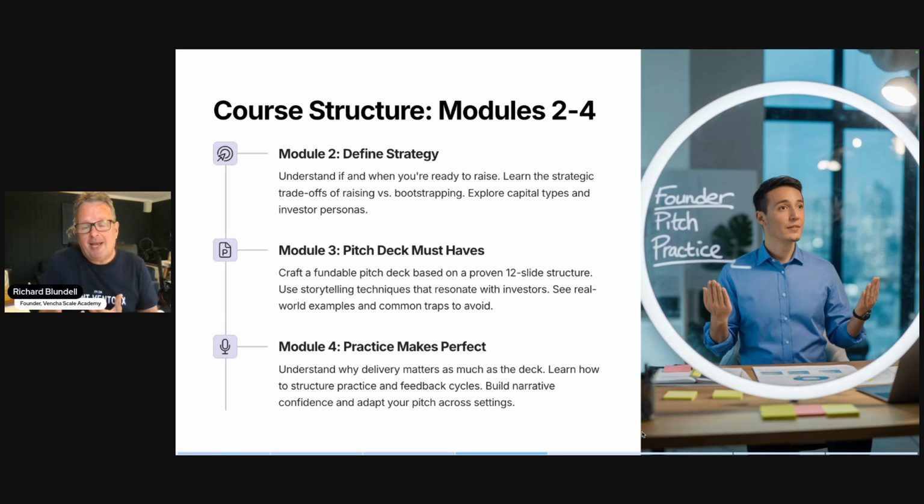You're going to be talking their language. You're going to be telling stories that make them put their mobile phone down and pick up what you're talking about and listen to you. And we're going to look at some real world examples, and we're going to massively point out to you what are the common traps for you to avoid. So that's module 3, building you a really saleable pitch deck.